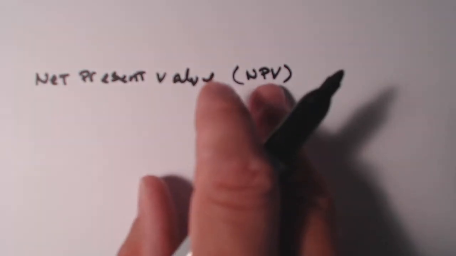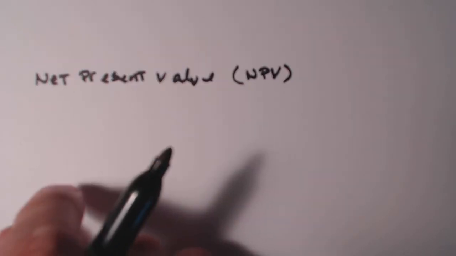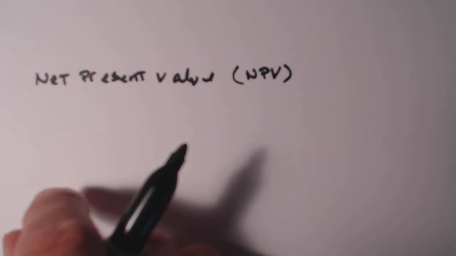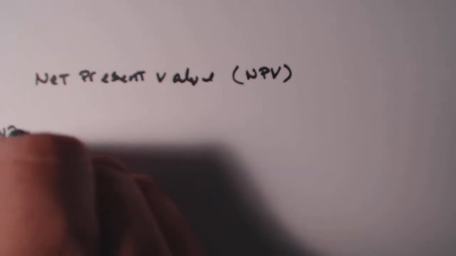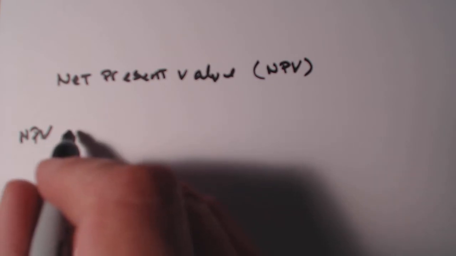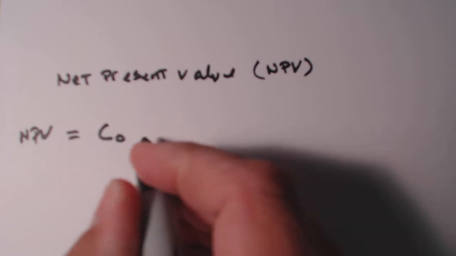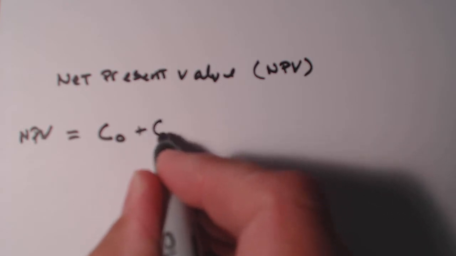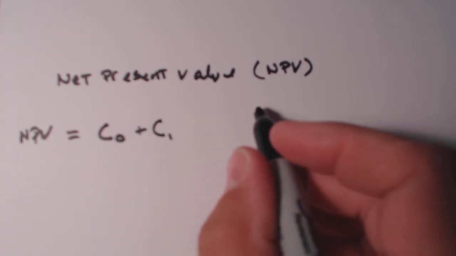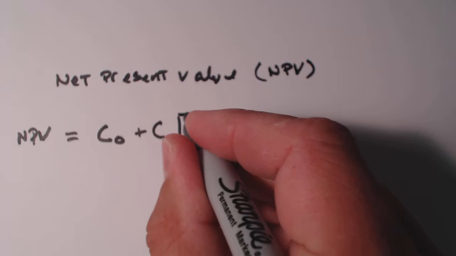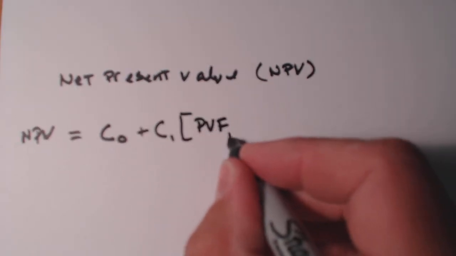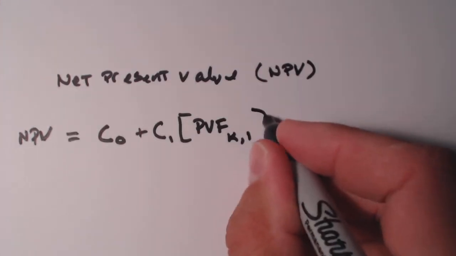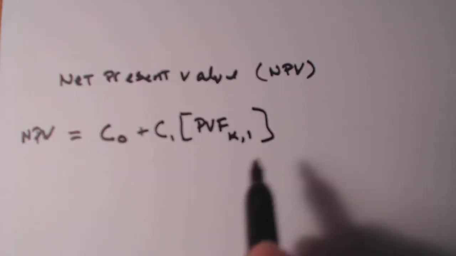I am looking at the net present value of a particular project that we're thinking about doing. So the equation overall is called the NPV. You can see it says NPV is equal to C0 plus C1, and then there's a bracket, and it's PVF, and then it's k, and it's 1. So let me just explain this.